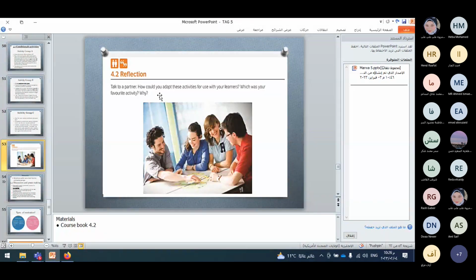So now he asks you, how could you adapt these activities to use with your learners? Which was your favorite activity? Let's ask you, which was your favorite activity, the most favorite of these three activities? The first conditional circle game is my favorite. Me too. I have the same idea. Yes, it's easy, it's fun, I like it. Yes. Even the instructions will be clear doing it.